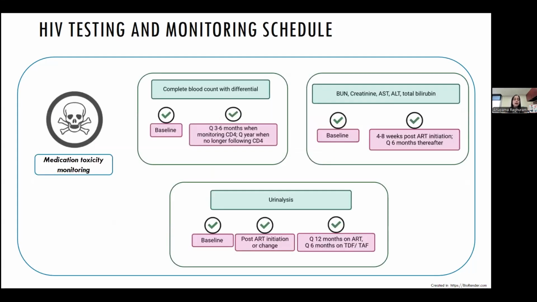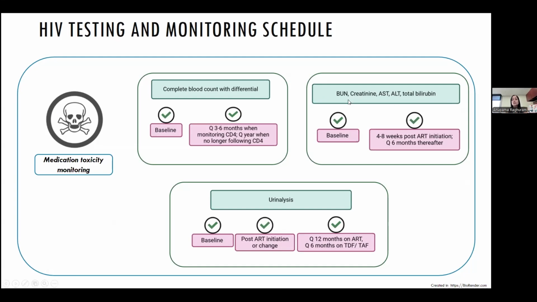And then as far as medication toxicity monitoring, what do we check? So a complete blood count or CBC with differential at baseline, then every 3 to 6 months when we're monitoring the CD4, and every year when you're no longer following the CD4. If you're aware of how this testing is done, in order to get a CD4 count, you do have to order a CBC with differential along with it. They can't do it without the CBC. So that's one thing you're going to check.